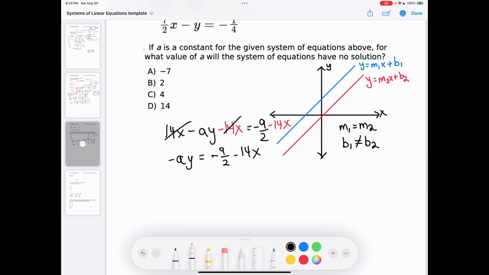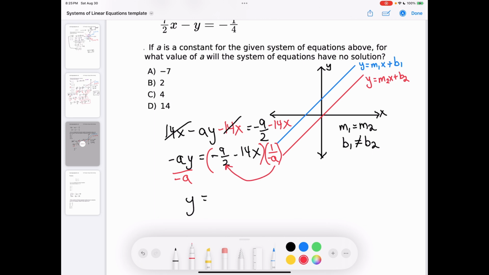Now I have to get rid of the negative a from the left side. So the negative a is multiplying the y. So I'm going to divide by negative a on both sides, right? So, and whatever I do on the left, I have to do it on the right. So let's do that. Okay. Again, dividing by negative a is the same as multiplying by 1 over negative a, okay? So the negative a's on the left cancel out, and I'm left with y equals, so now I have my negative 1 over a multiplying both terms.